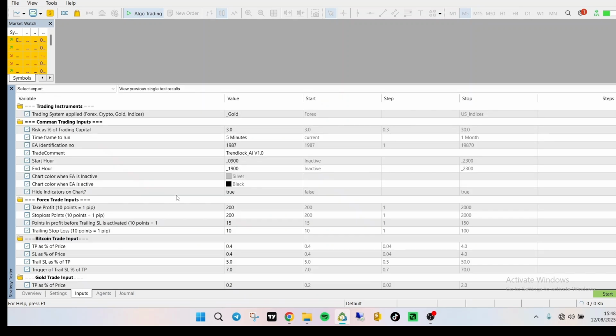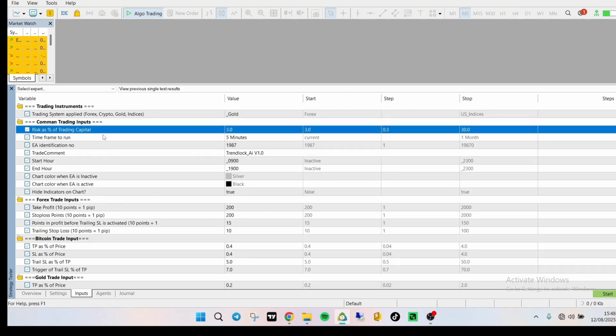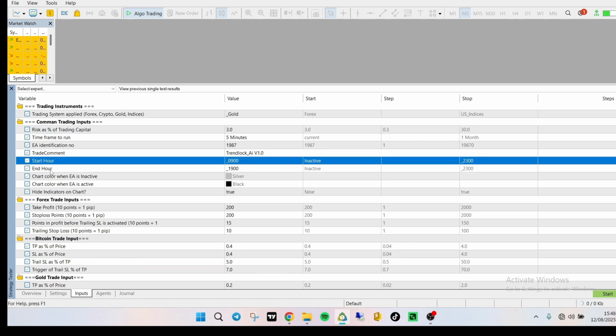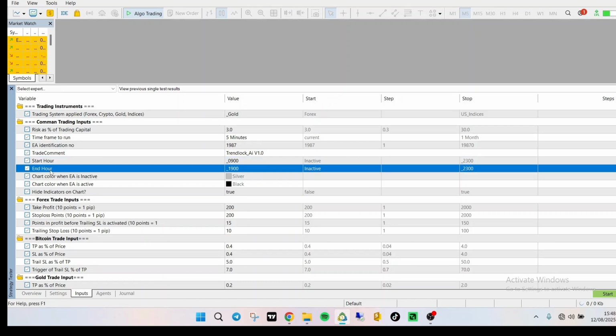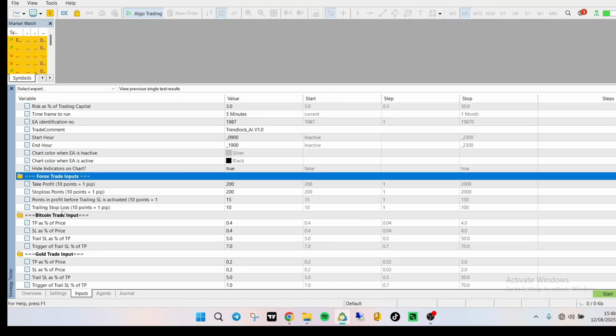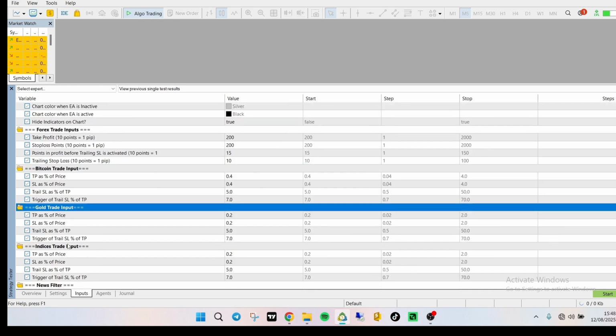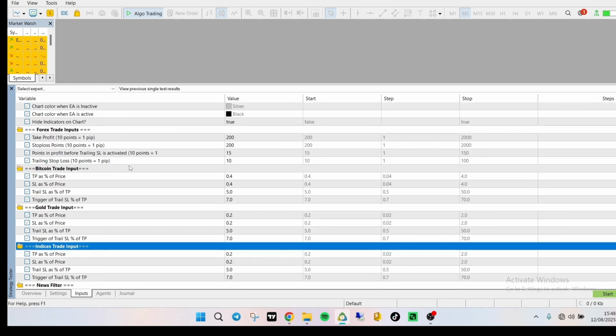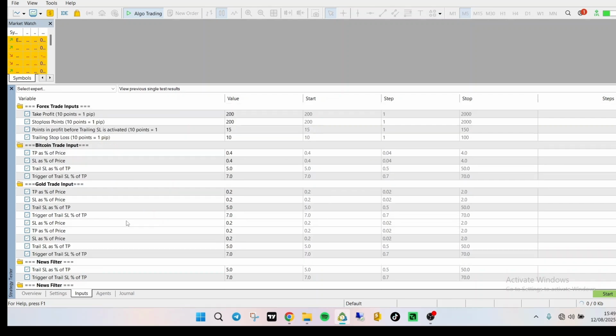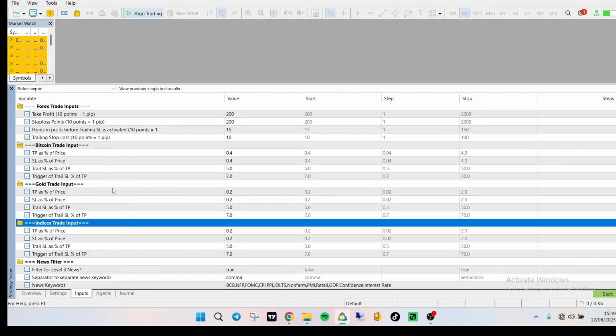Right now, moving into the settings, we have settings like this risk calculator for the lot sizing. Then we have this start and end time hour for the times when this robot should actually be working and when this robot should be turned off. Then we have forex trade inputs, bitcoin trade inputs, gold trade inputs, indices trade inputs. Now these are functions that are very nice. It helps the robot adjust positions, especially when it is in different market pairs. So basically, if it's a forex pair, bitcoin, gold, or an indices pair, this robot is going to adjust to that, right?